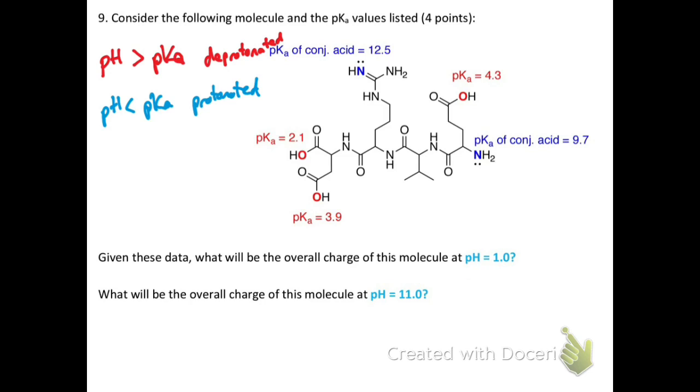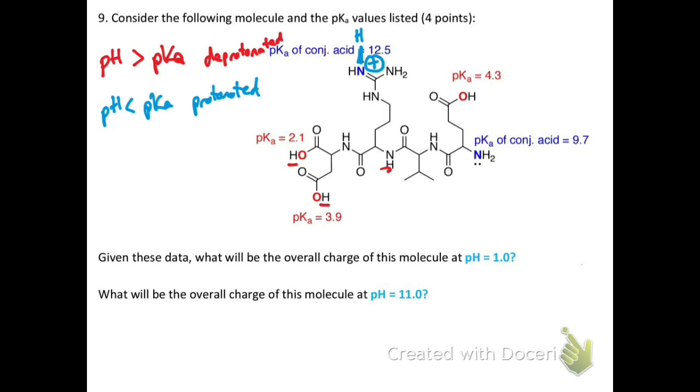So looking at each of these numbers, pKa equals 3.9. Will it be protonated or deprotonated? It is going to be protonated. So this proton, this hydrogen will be on there. Same thing for this one, because this is 2.1. Notice that the next one says the pKa of the conjugate acid is 12.5. So how does 1 compare to 12.5? Well, 1 is less than 12.5, which means this will be protonated. So I'm going to draw in and make this its conjugate acid. So I'm just going to draw the hydrogen here, and we now have a formal charge of +1 on that nitrogen.